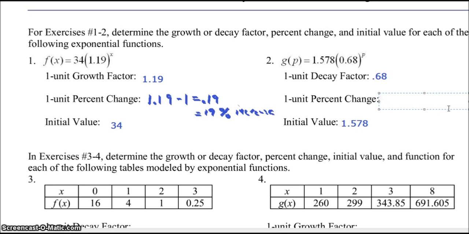I'm sorry, we really need 0.68 minus 1, because we're going to get a negative value here, and that's going to tell us that it's a decrease. And 0.68 minus 1 is negative 0.32, or negative 32%. Or you could say a 32% decrease.